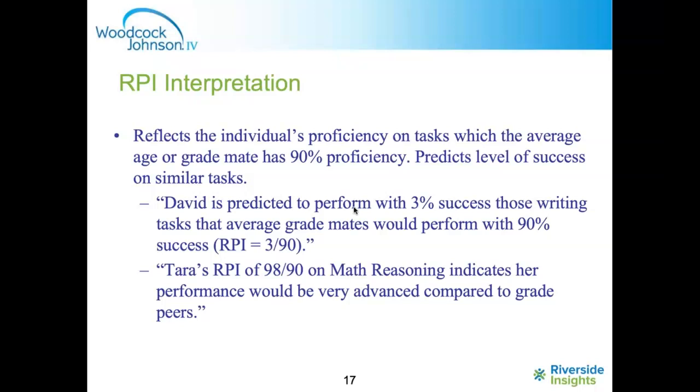Again, it reflects the individual's proficiency on a task in which the average age or grade mate has 90% proficiency, and it predicts the levels of success on similar tasks. So the way we might write that up is, David is predicted to perform with 3% success on those writing tasks that the average grade mate would perform with 90% success. That would be an RPI of 3 over 90. Tara's RPI of 98 over 90 on math reasoning indicates that her performance would be very advanced compared to her aged peers.